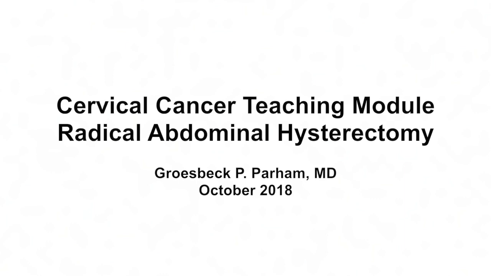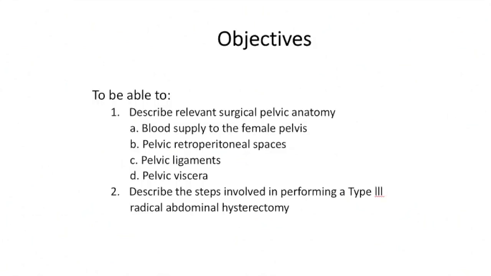Today we're going to provide a lecture on how to perform the radical abdominal hysterectomy. Our objectives are as follows. Number one, to describe the relevant surgical pelvic anatomy. And number two, to describe the steps and substeps involved in performing a type 3 radical abdominal hysterectomy.